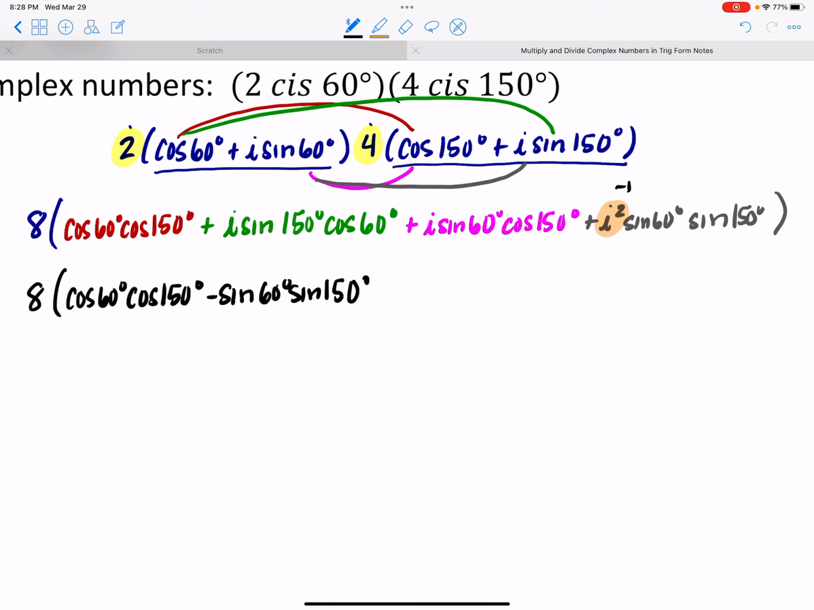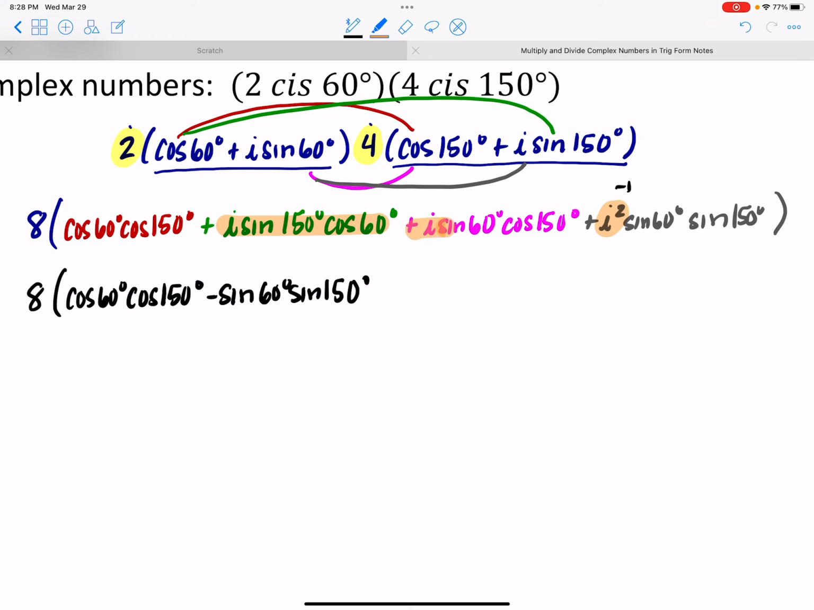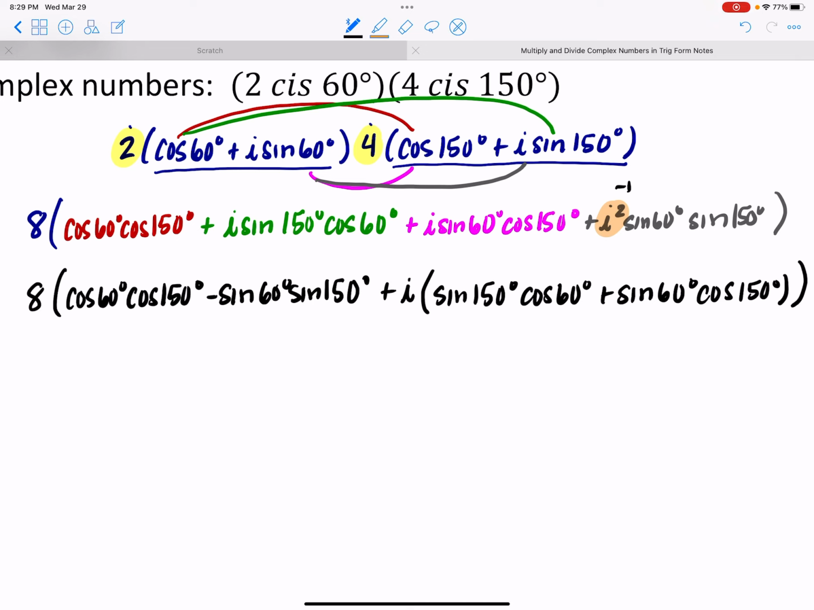And then my next two terms, so these two terms that I haven't written yet, I have an I in common to those two terms. So what I'm going to do is factor the I out. So now I'm going to have a positive I that factors out of those two terms, leaving me a sine 150 cosine 60 plus sine 60 and cosine 150. And now we can close that giant set of parentheses.